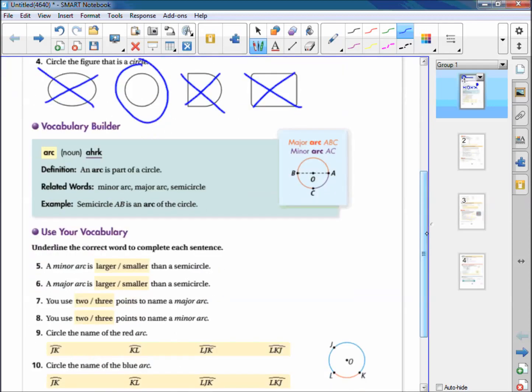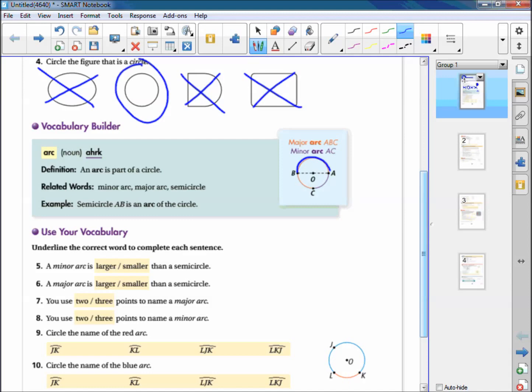We have an arc. An arc is a part of a circle. Okay, so we have some related words. We have minor arc, major arc, and semicircle. So a semicircle is an arc that is exactly half of the circle. A minor arc is an arc that is less than half, and a major arc is an arc that is more than half of the circle. So semicircle AB is an arc of the circle. Okay, so AB is this red part from here to here. Okay, and that's a semicircle.